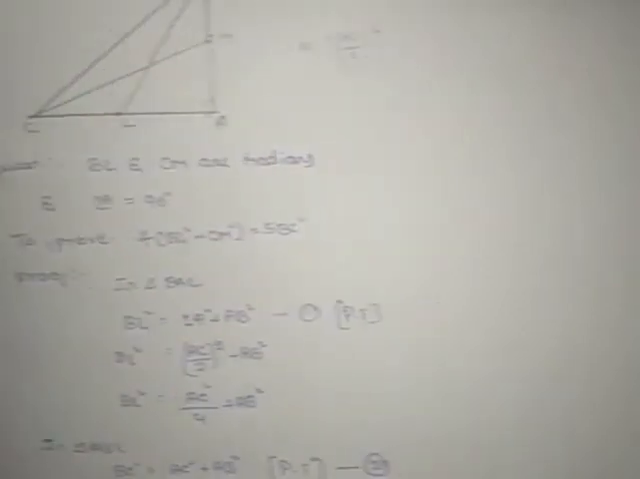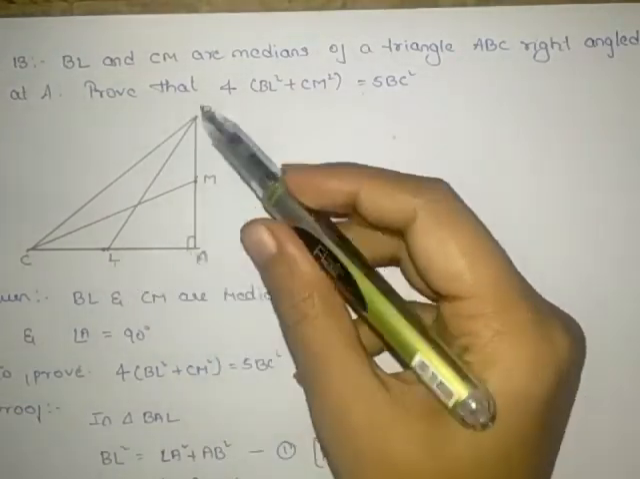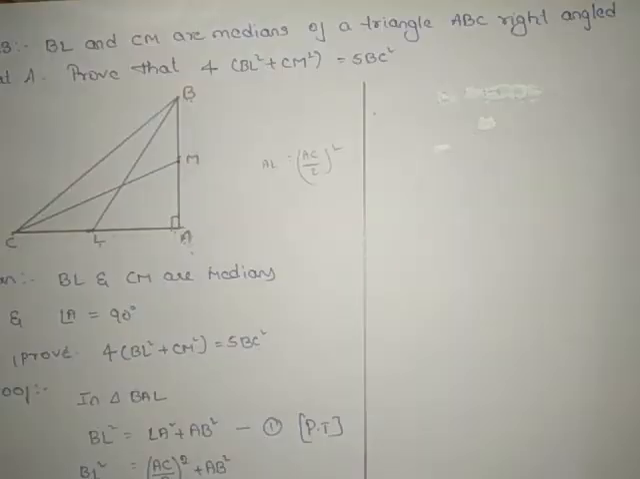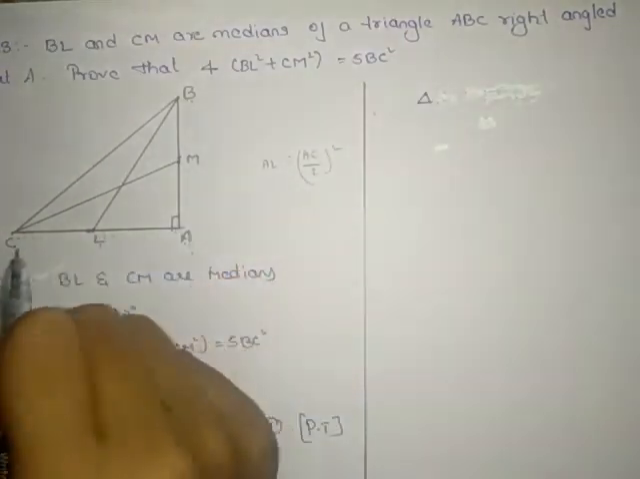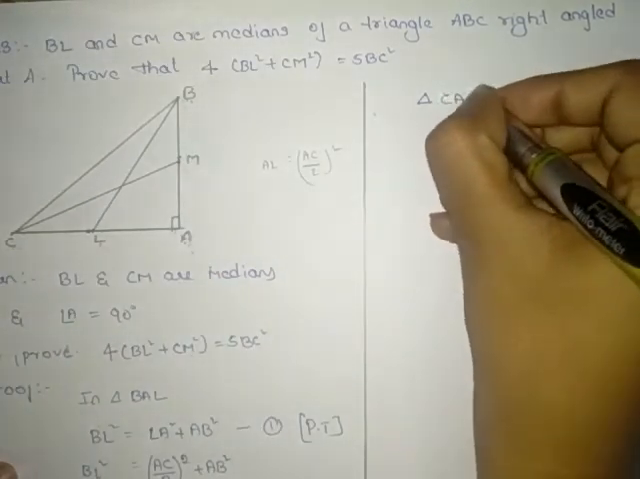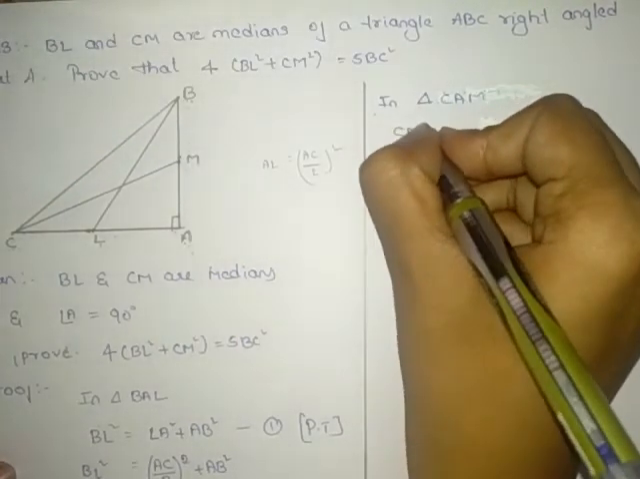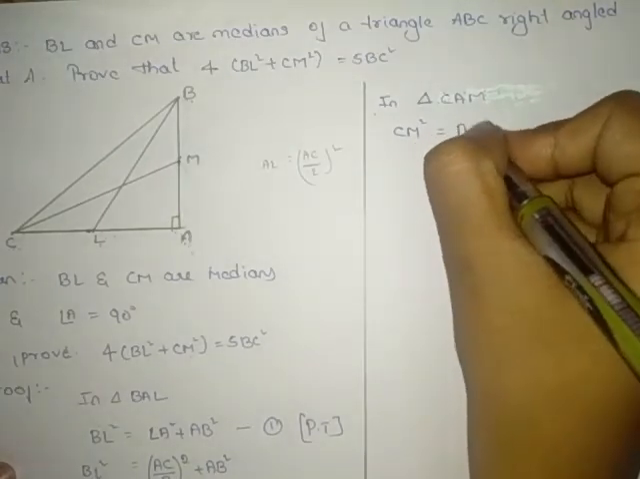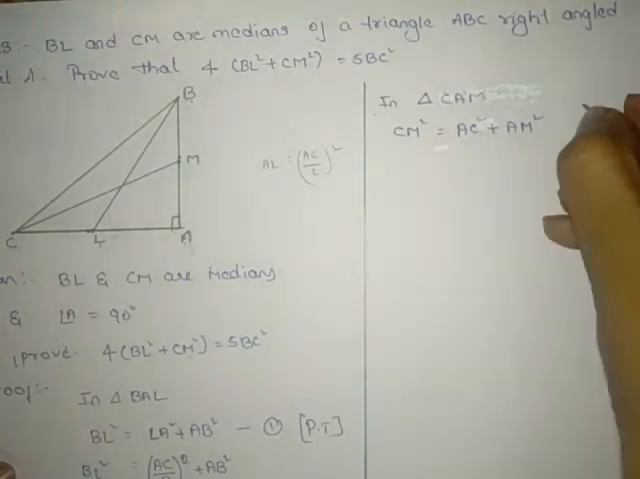Now we'll take the third triangle. Which triangle? Here we have considered the triangle BAL and one more triangle ABC, and one more triangle we need to consider. That we'll consider now, the last triangle. Which triangle? That is triangle CAM. In triangle CAM, again CM is a hypotenuse. Square of hypotenuse is equals to the sum of the squares of remaining two sides, isn't it? This is the Pythagoras theorem.